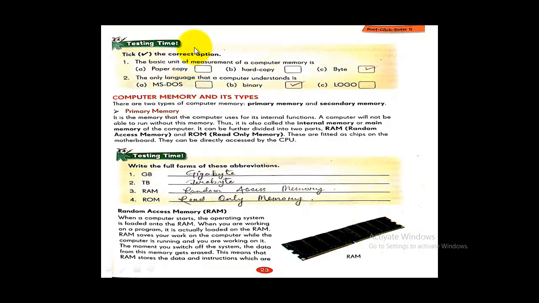And here the basic unit of measurement of a computer memory is byte. Okay, the basic unit of measurement of computer memory is byte. These things we have done, and the computer only understands a binary language. Okay. Now there are two types of computer memory.